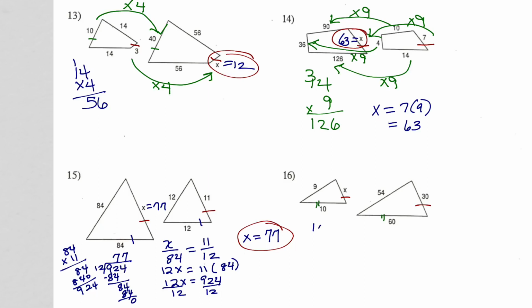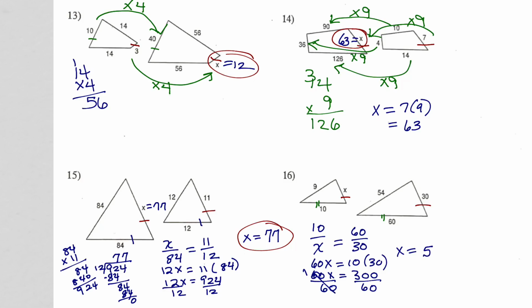I'm going to go ahead and set up the proportion. Smaller one is going to be 10 to x. 10 corresponds to 60, so 60 to 30. Let's do a cross product. So 60 times x equals 10 times 30. So 60x equals 300. Divide by 60. This goes to 1. So I get x equals 5, I think.